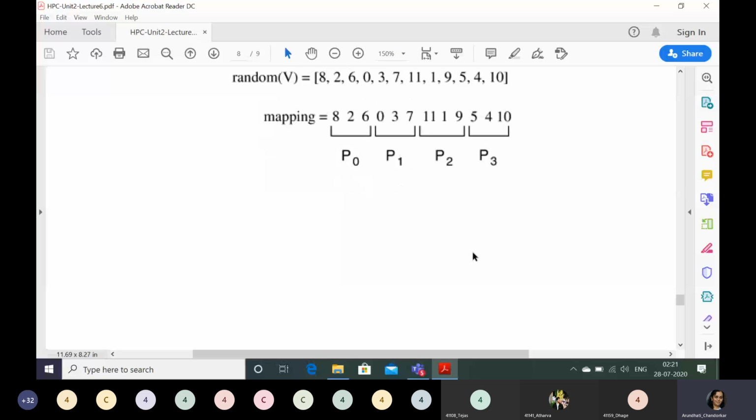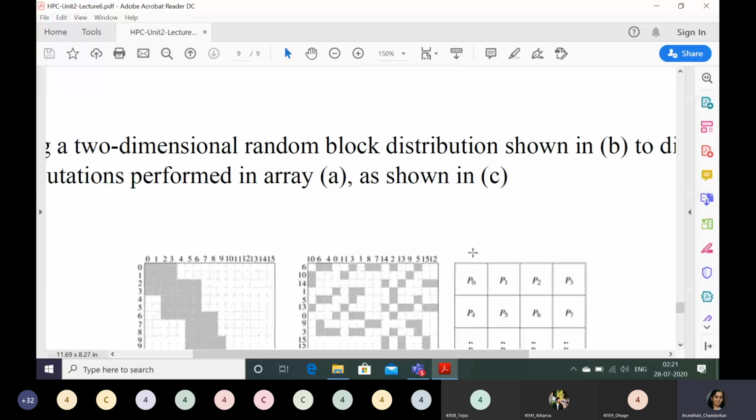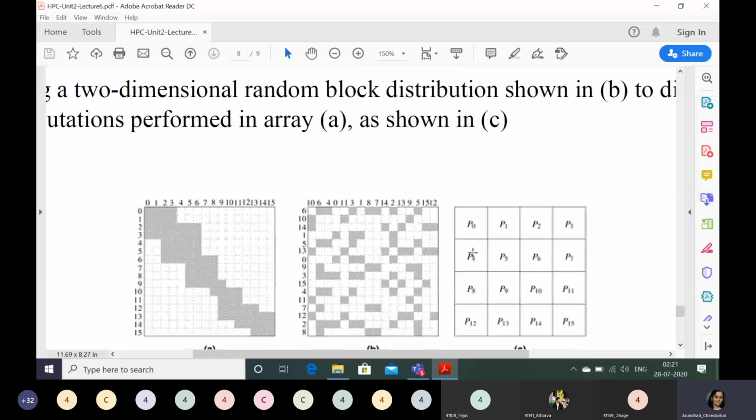So let us go ahead. How to randomize with two-dimensional.